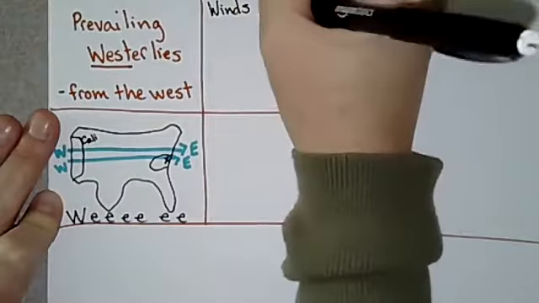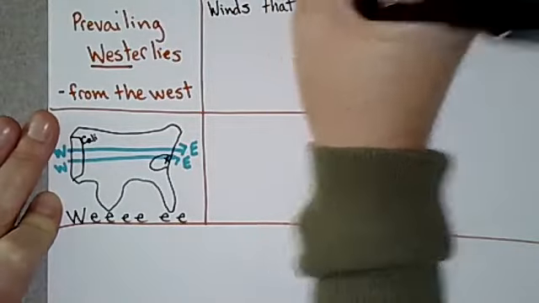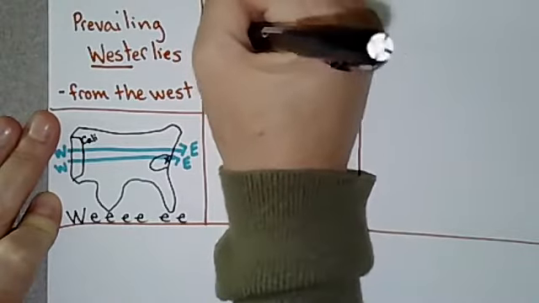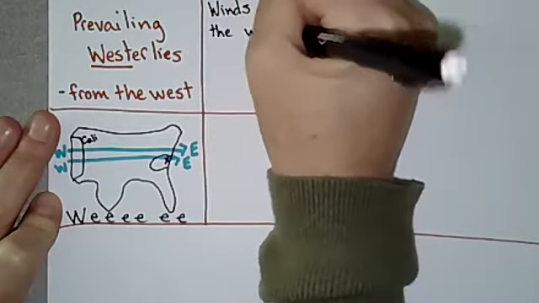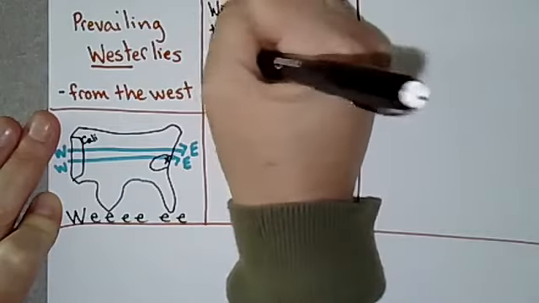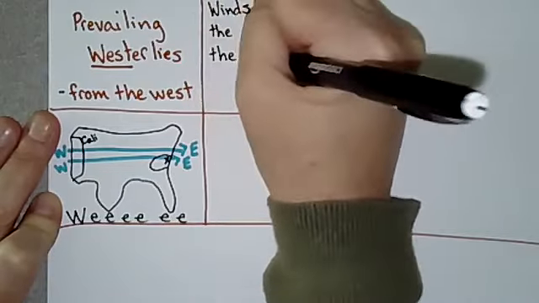The winds that move the weather in the temperate region. That's where you live. You remember we talked about how y'all have like the Goldilocks climate. Not too hot, not too cold. Moves the weather in the temperate region from west to east.